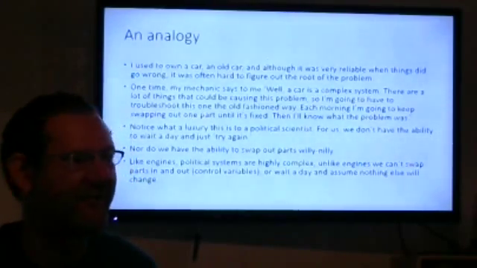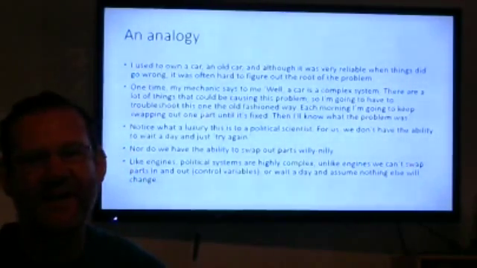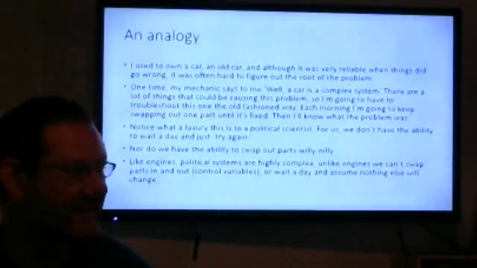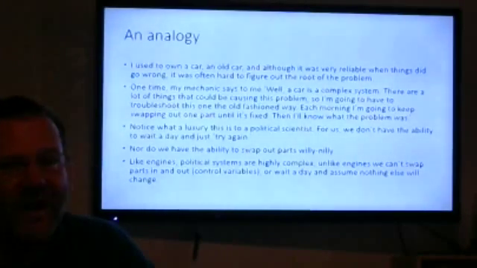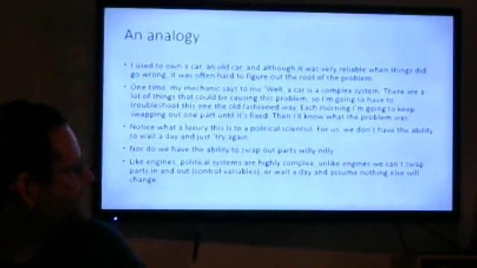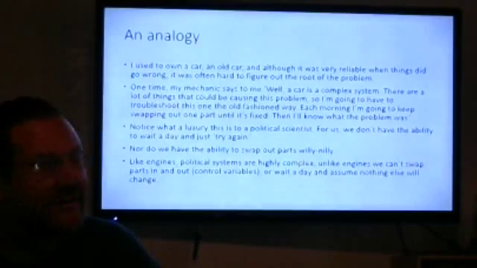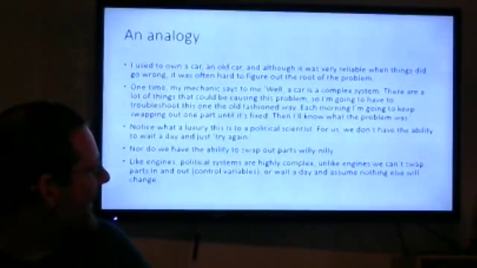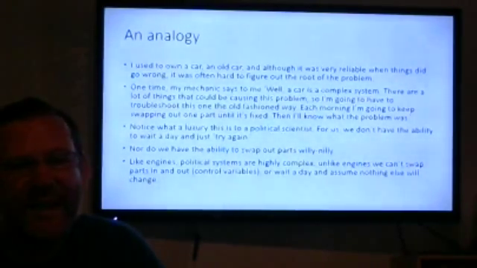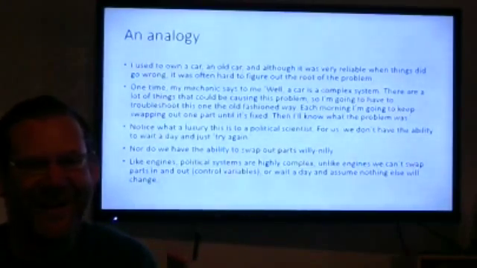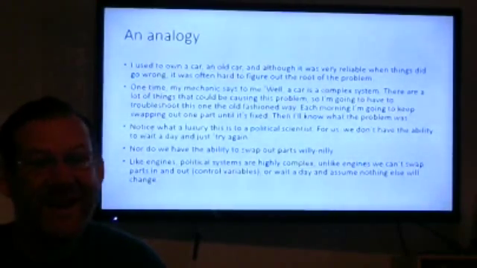So I didn't know what to do because that's a really annoying problem. It's going to be at the mechanic forever. So finally it starts to get worse. I take it into the mechanic and I say, hey, what do you think? And this is what he says to me. He says, well, look, a car is a complex system. There are a lot of things that could be causing this problem. And so what I'm going to have to do is try to troubleshoot this one the old-fashioned way. Each morning, I'm going to keep swapping out one part until it's fixed, and then I'll know what the problem was. That's truly the old-fashioned way, right? Just trial and error.